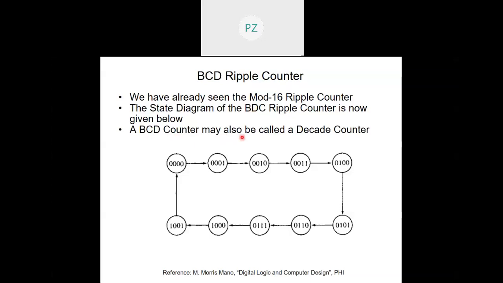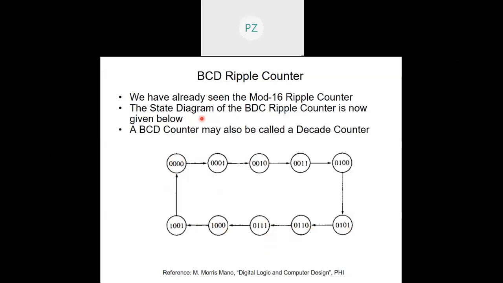So a BCD counter may also be called a decade counter. You can have multiple names: BCD counter, decade counter, modulo 10 counter. And it can be designed both as a ripple counter as well as a synchronous counter. We will see the synchronous counter later. Right now, let us see how an asynchronous or ripple counter can be designed. So this will be the state diagram in order to make things more clear. 0 to 1, 2, 3, 4, 5, 6, 7, 8, 9 and then 0 back again. So it keeps counting from 0 to 9 and resets back.